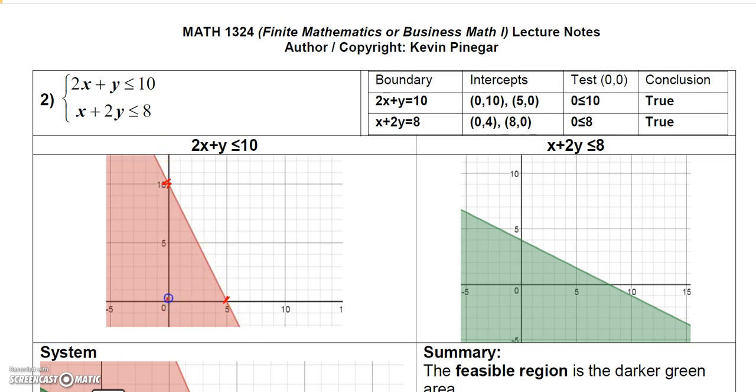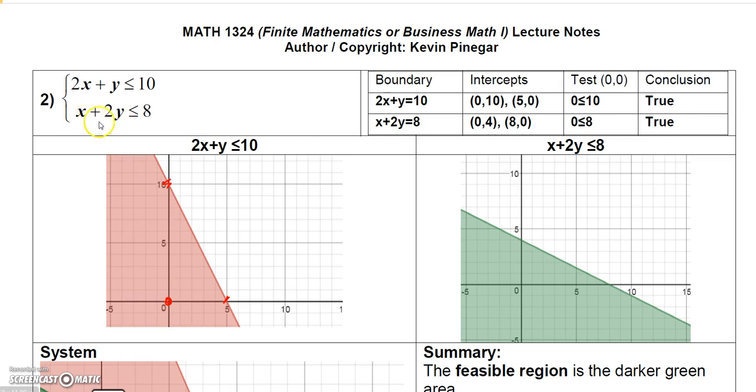Then test your origin. So plug the point 0, 0 in, and you'll get 0 is less than or equal to 10, which is a true statement. So we shade everything on the same side as the test point. Therefore we shade everything below the line. And that would be this pink region that I've got shaded here.